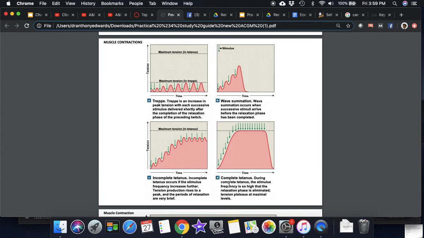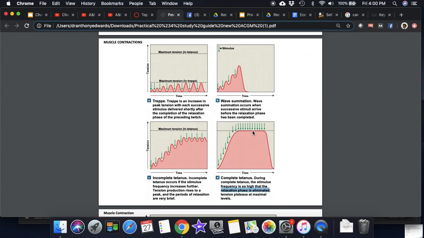Now, with complete tetanus, you get a stimulus frequency that's so high that you have no relaxation phase. It's eliminated. So you get a maximum level or plateau of peak tension. Those are your 4 types of muscle contractions.